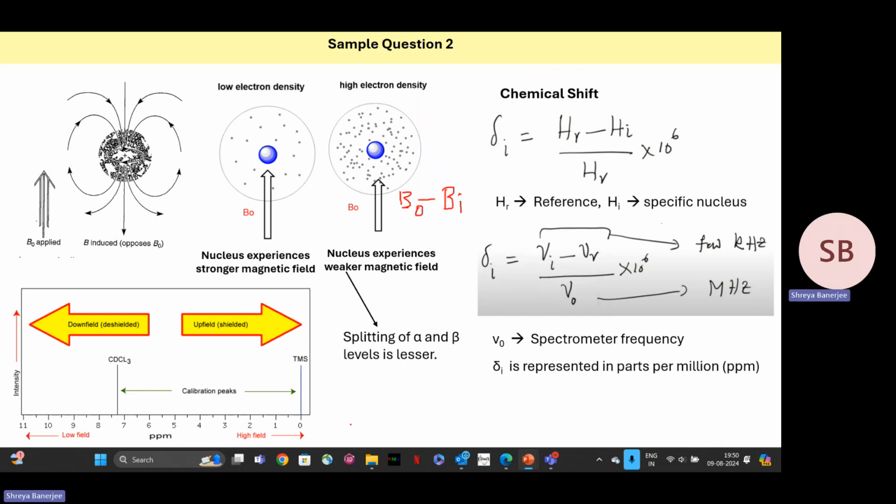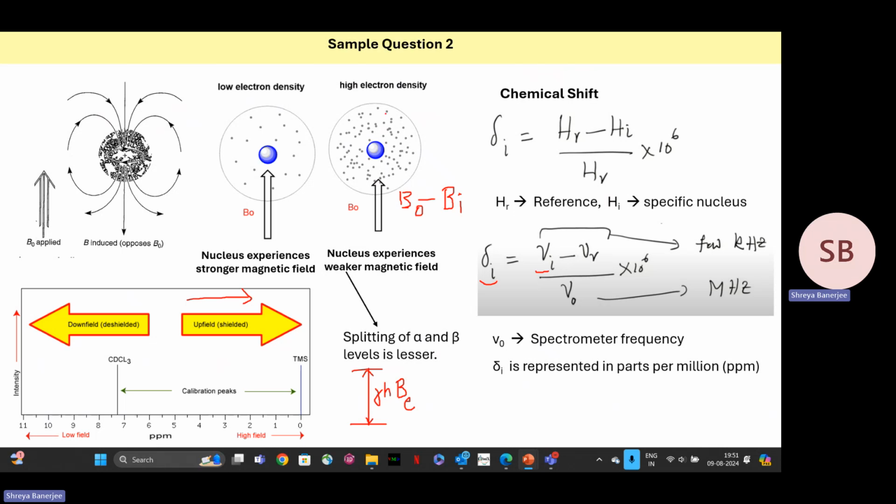we know that the splitting between alpha and beta, this difference, is gamma h B0. B, that is B effective. So if the magnetic field is low, the splitting is low. And if the splitting is low, your frequency is low, and frequency is low means your chemical shift is low. That means it is moving in the upfield direction.